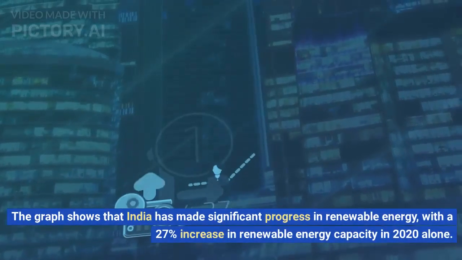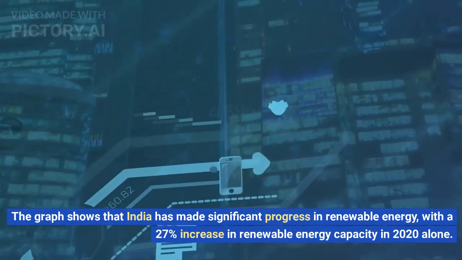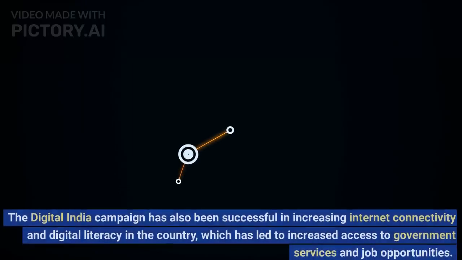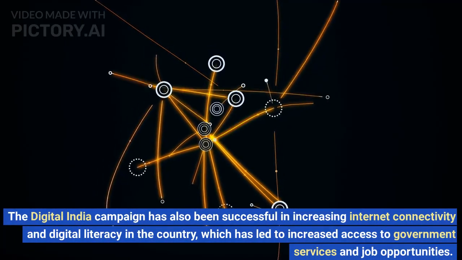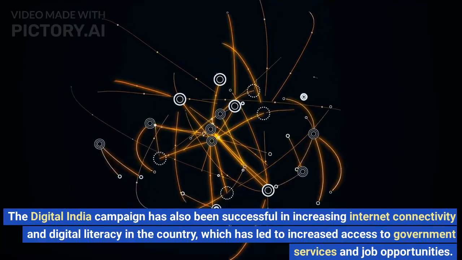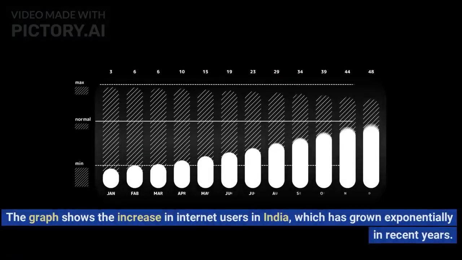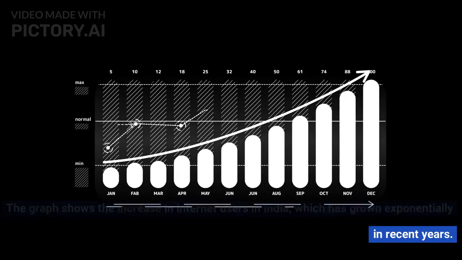The graph shows that India has made significant progress in renewable energy, with a 27% increase in renewable energy capacity in 2020 alone. The Digital India campaign has also been successful in increasing internet connectivity and digital literacy in the country, which has led to increased access to government services and job opportunities. The graph shows the increase in internet users in India, which has grown exponentially in recent years.